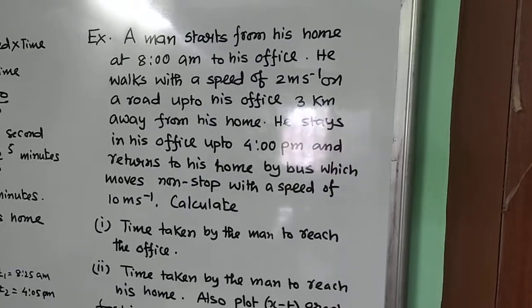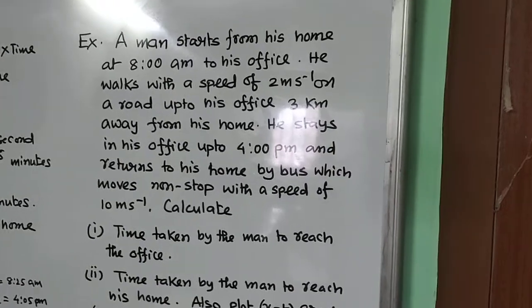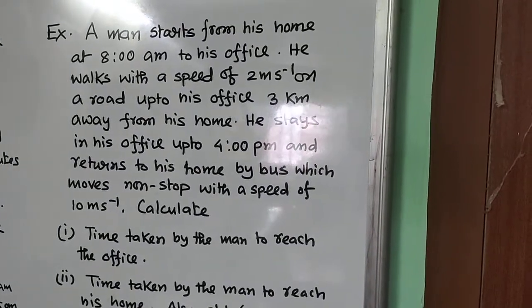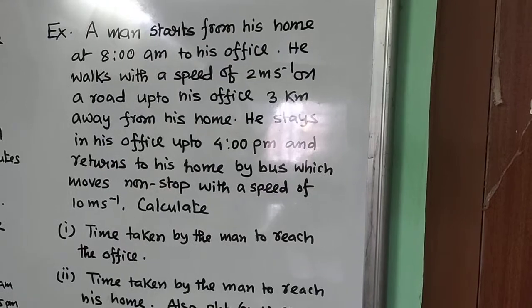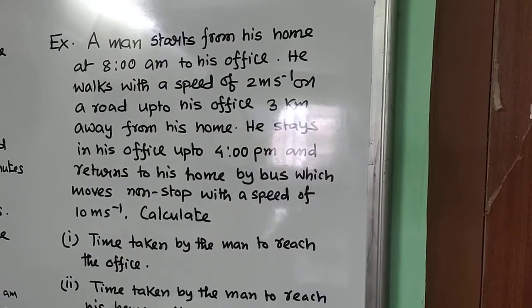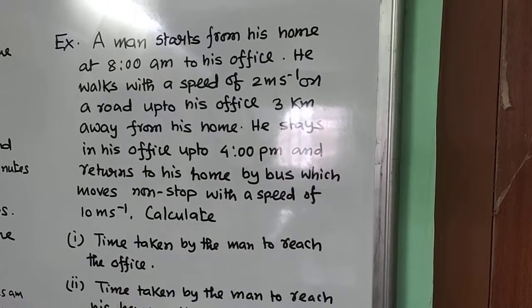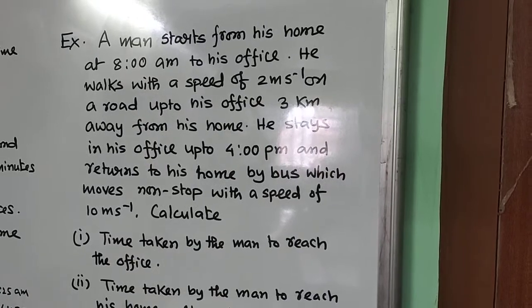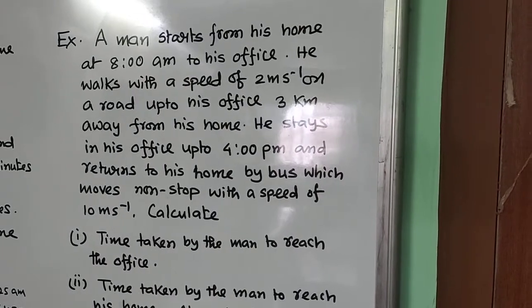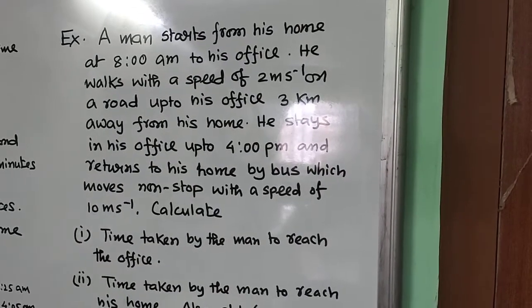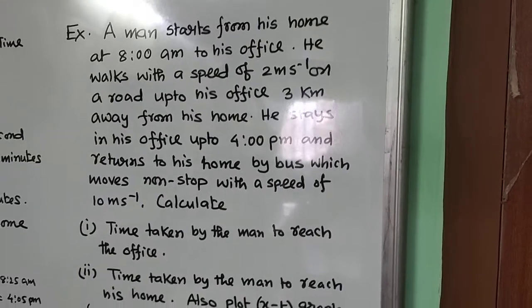Now, as per the question, the man starts his journey from his home to his office, which is 3 kilometers away, at 8 a.m. with a speed of 2 meters per second. This is your constant speed. So, what we have to do? We have to find the time the man takes to reach his office from his home.